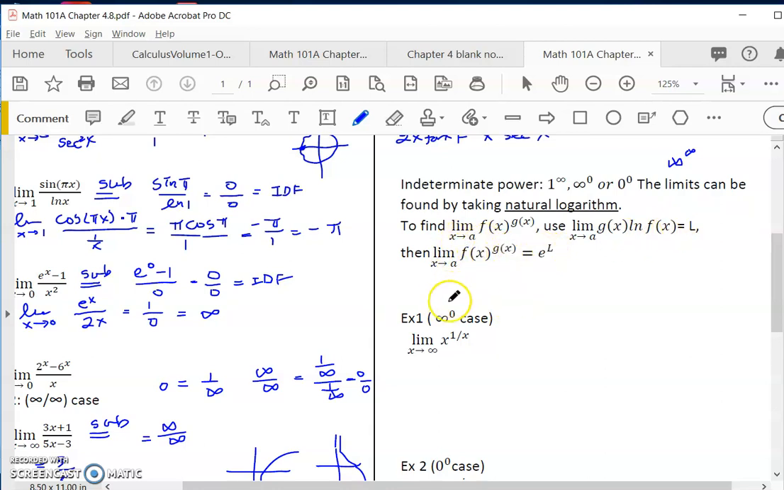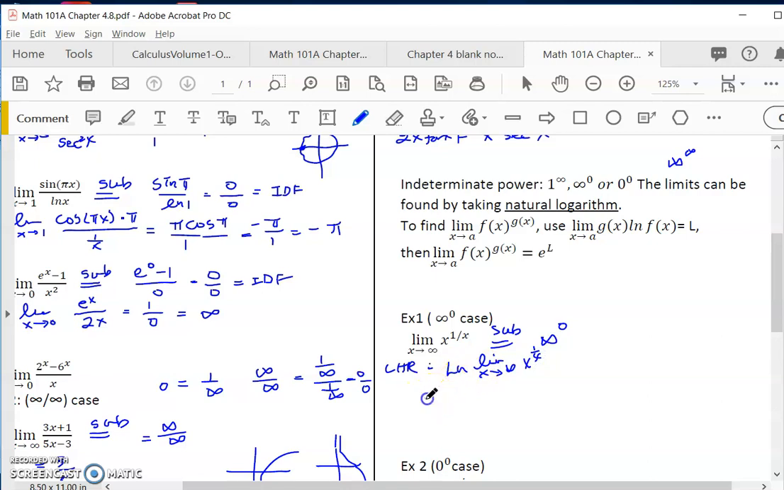Okay, so the first case is infinity to the 0 case, because when I take the limit as x approaches infinity, my base is infinity, but my exponent 1 over x is 0. So this is the case where the base is growing fast, but the exponent is just 0. But it's not 1, so the answer is not 1. So you would have to do L'Hopital's rule by rewriting. You would rewrite it as ln of the limit as x approaches infinity of x to the 1 over x.